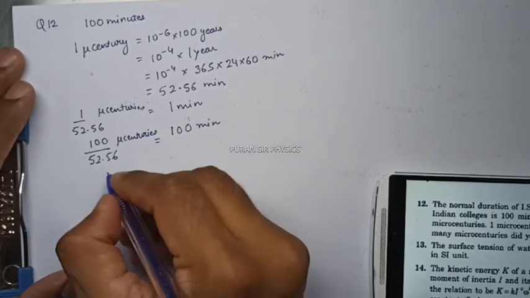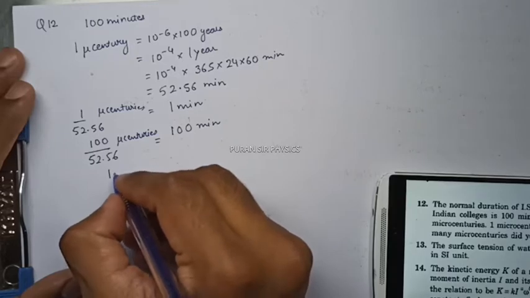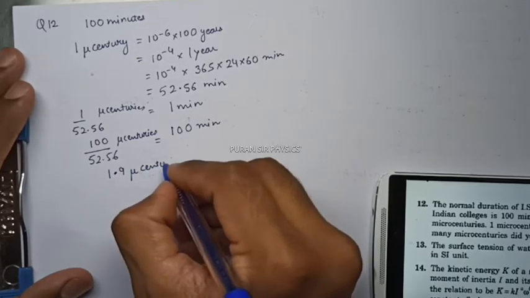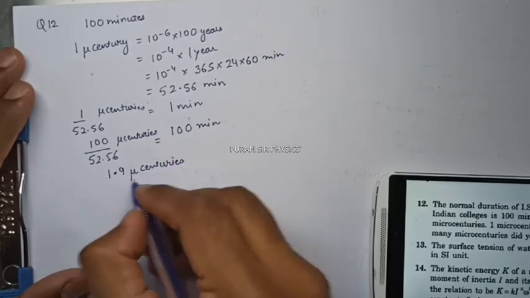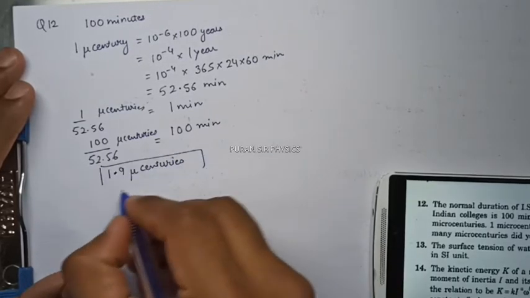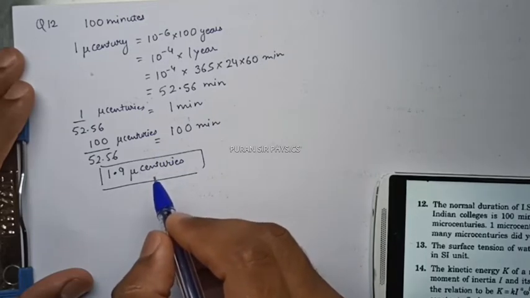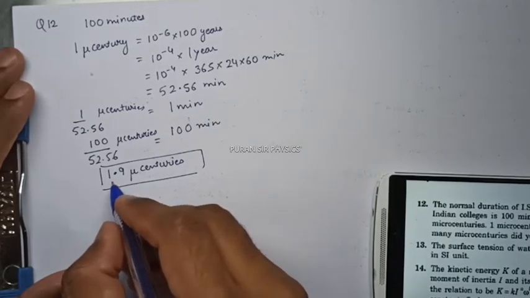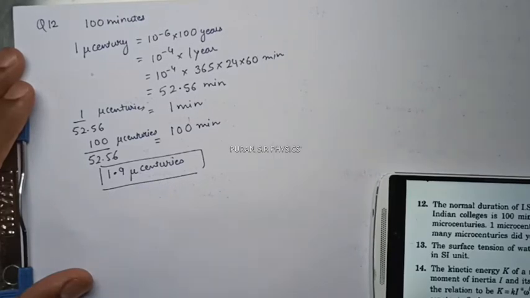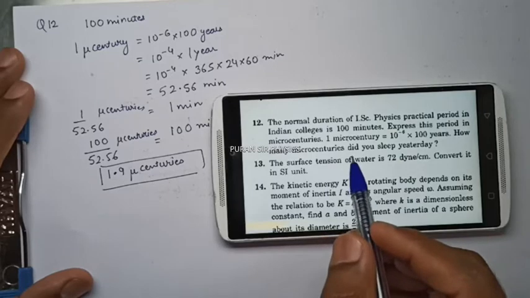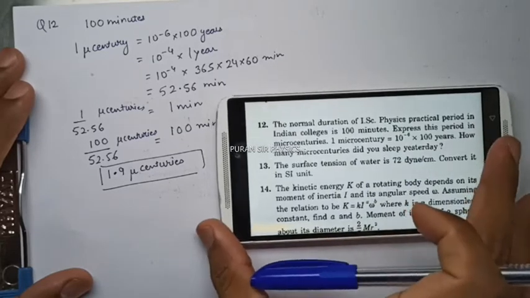So when you solve this, it comes out to be 1.9 microcenturies. Okay, so the normal duration of the practical period will be nearly 1.9 microcenturies. So in the second part, how many microcenturies did you sleep yesterday?